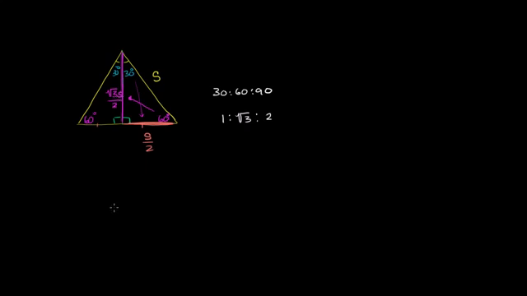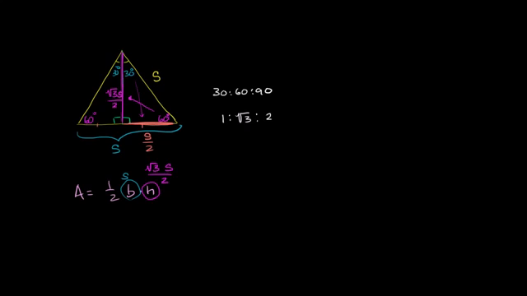So now we just need to figure out the area of this triangle, using the area of our triangle is equal to 1/2 times the base times the height of the triangle. Well, what is the base of the triangle? The entire base of the triangle right over here is S. So that is going to be S. And what is the height of the triangle? Well, we just figured that out. It is square root of 3 times S over 2.